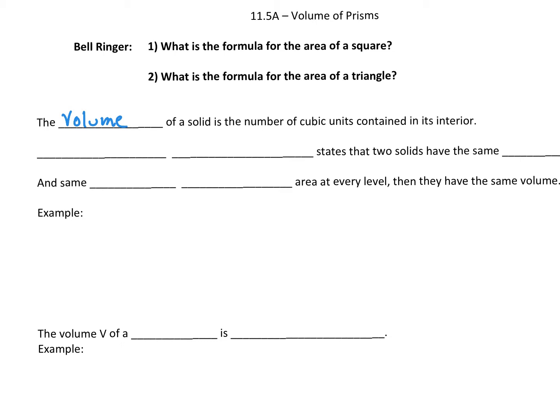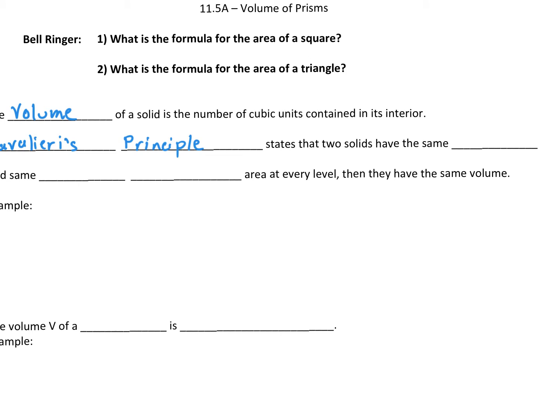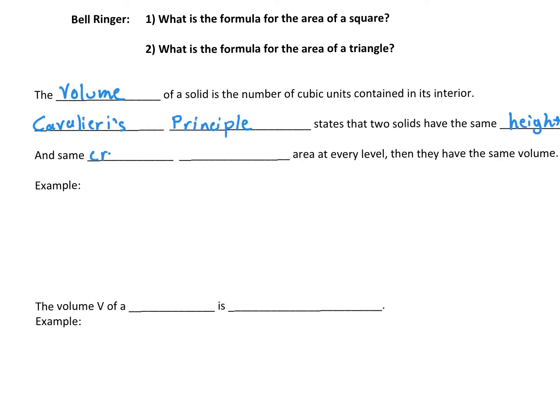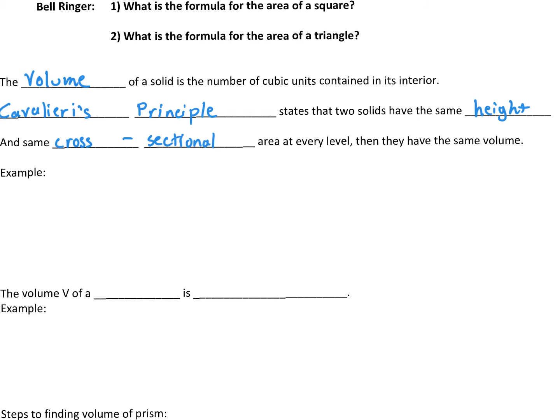And also, according to Cavalieri's principle, it says that if two solids or two prisms have the same height and the same cross-sectional area, then they also have the same volume.